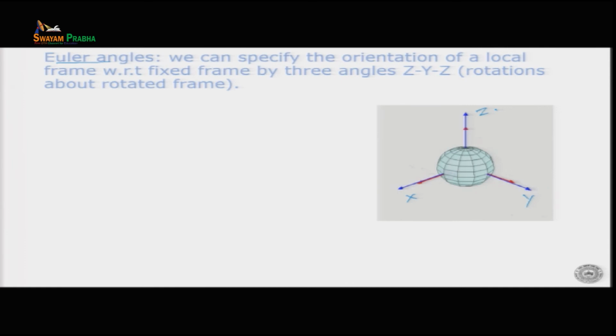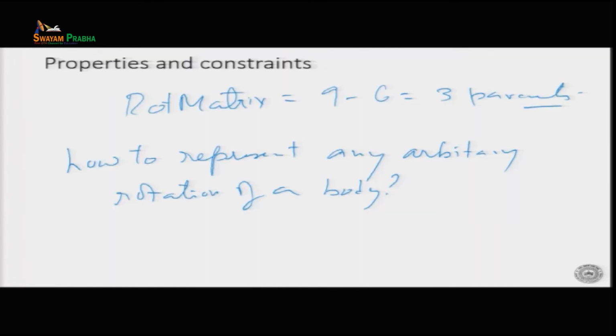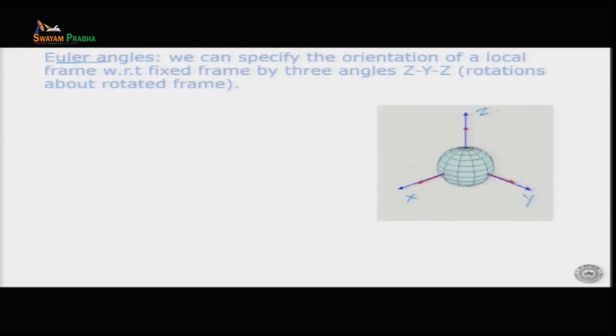Okay, so the first rotation. What I am trying to say here is that I am trying to answer this question: how to represent any arbitrary rotation of a body. So I can have 3 rotations, and they can be in any order. Here, one way of representing these angles is called Euler angles. Using these Euler angles we can specify the orientation of a local frame. That means the local frame is fixed to the body.